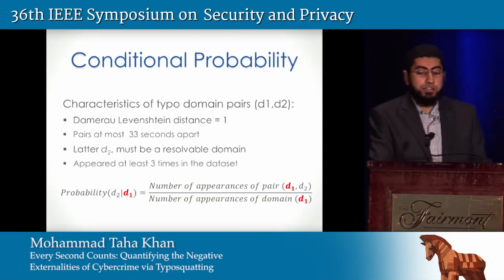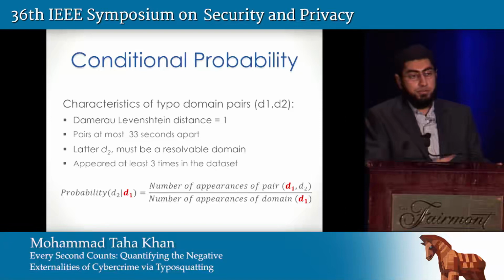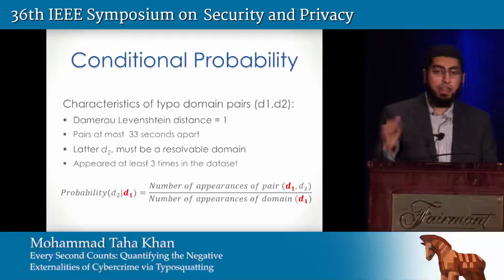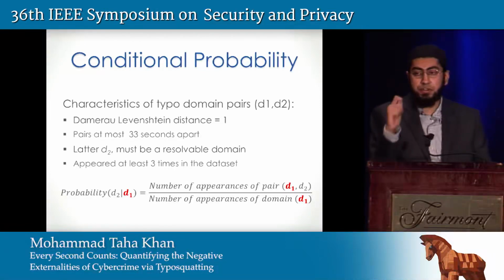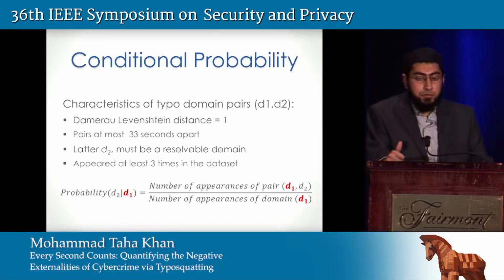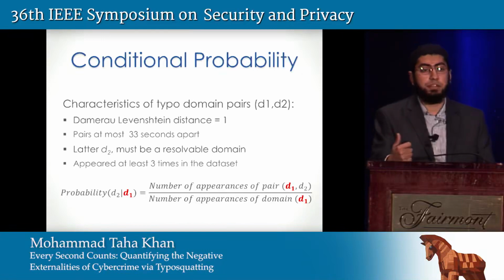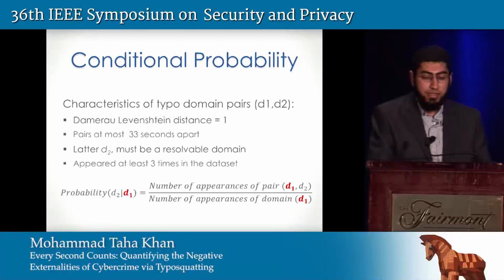So we can use our intuition to quantify user intent by using a conditional probability model. We apply this conditional probability model to all possible discovery methods that I previously discussed. Now, looking at the domain pairs, we look at all domain pairs that have an edit distance of 1 and exist within 3 seconds of each other. Furthermore, we also ensure that all domains that are second in the pair are resolvable, and the pairs appeared at least 3 times within the data set.